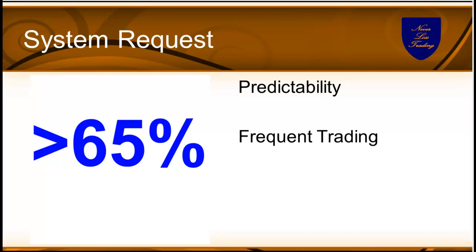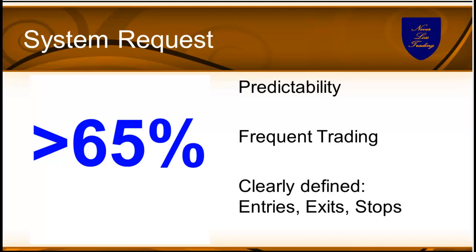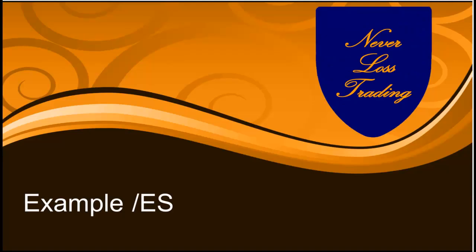On the other hand, it has to bring frequent trading, and I'll show you examples of how that happens. It also has to have clearly defined entries, exits, and stops, no interpretation. That's very important. Let us come to an example of how that can be done. We take the ES, the E-mini S&P 500 futures, and I want to demonstrate with the Never Loss Trading trend catching model how you find your entries, how to specify your exits and the maximum time in a trade, and where to put the stop, all on the chart.